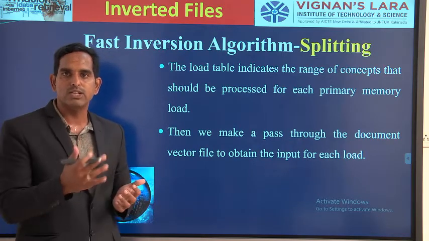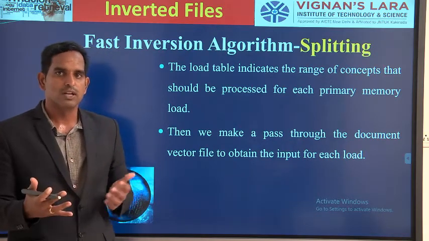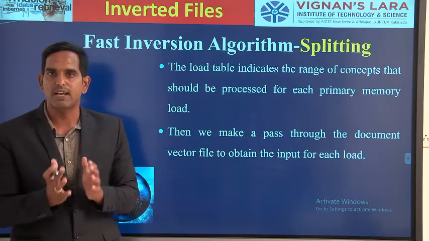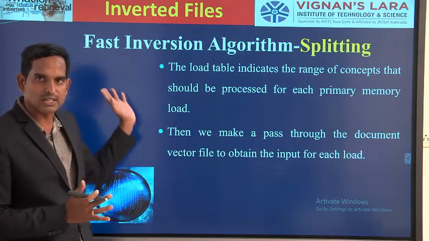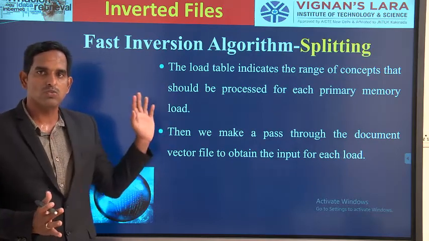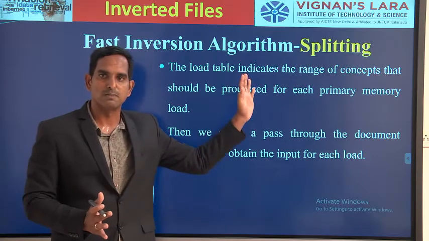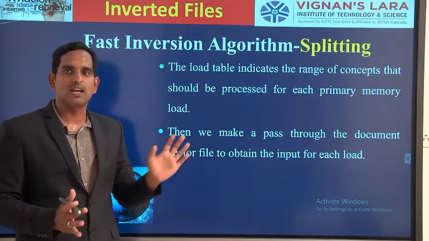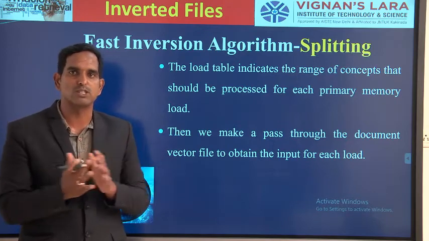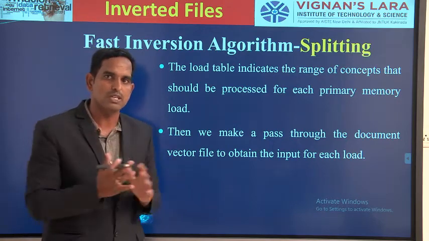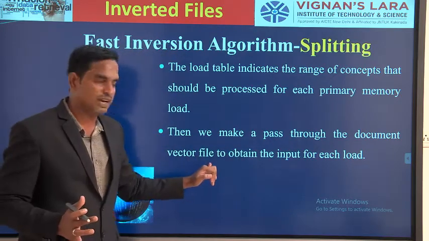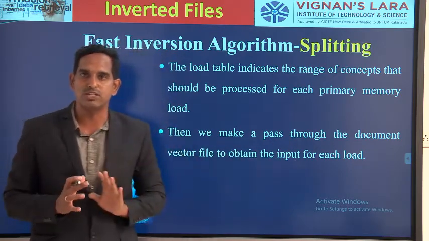Okay, if there are any issues, we will be modifying the loads. Now, once we have decided on the loads, we have to split the data file, whatever your particular data vector file, into a set of loads. Those loads will be decided by your load file. The load file will tell what should be the set of concepts in load 1, in load 2, and in load 3. Then we make a pass through the document vector file to find the input for each load.